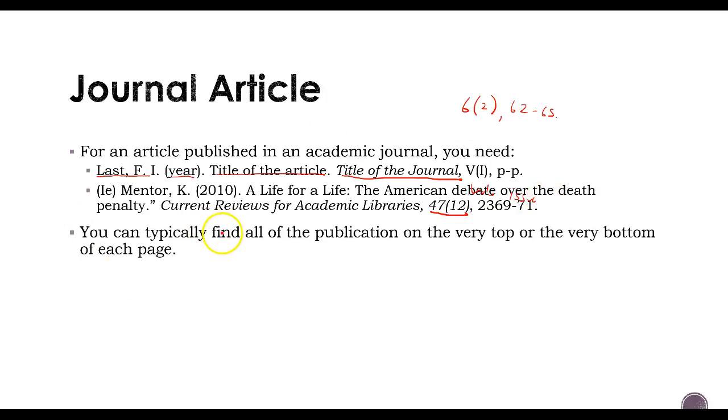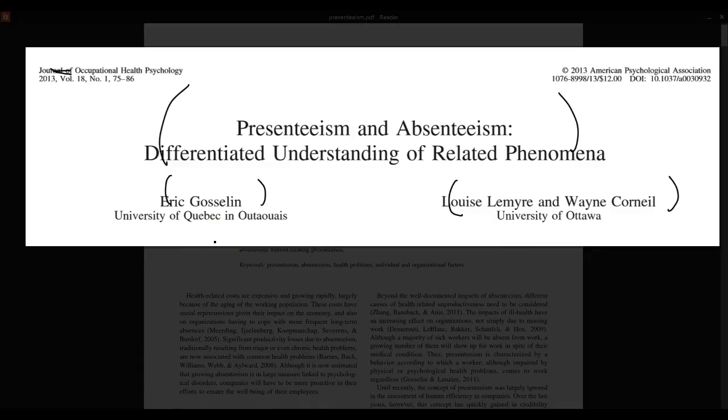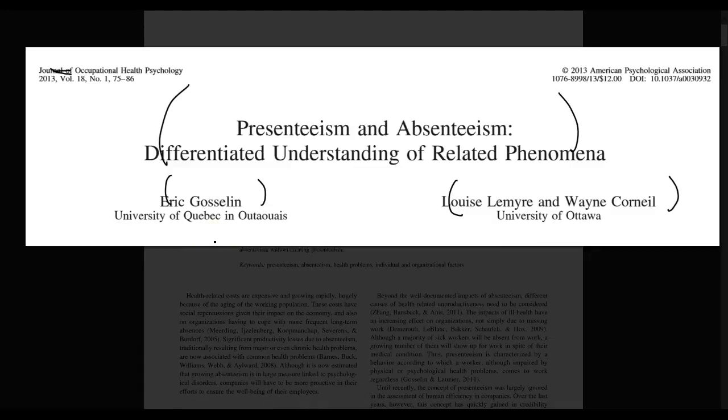Most of that information, again, is going to be at the very top or the very bottom of the page. So we said before, for this one, the authors are Goslin, Lemire, and Cornell. The year, 2013. The title, Presenteeism and Absenteeism, Differentiated Understanding of Related Phenomenon. The journal is Journal of Occupational Health and Psychology. It's volume 18, number 1, pages 75 through 86. So that's how you would cite that source.